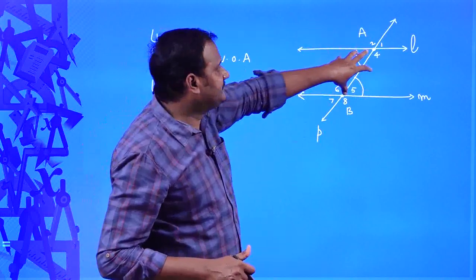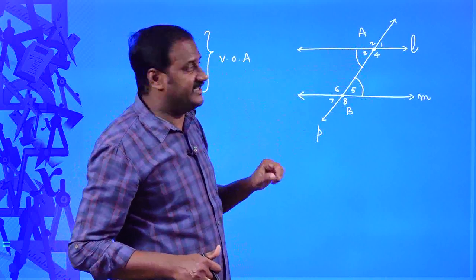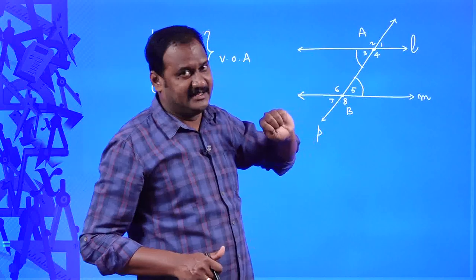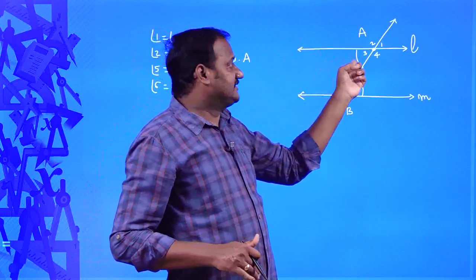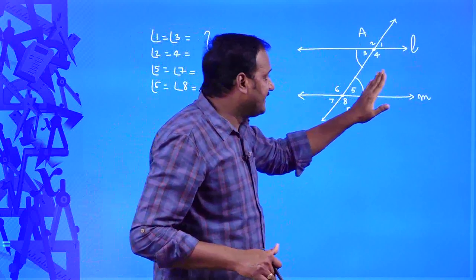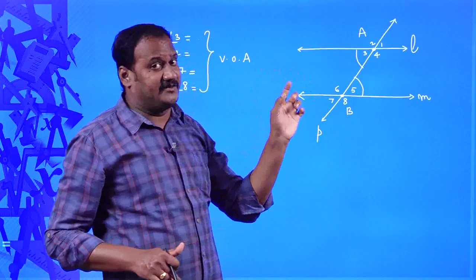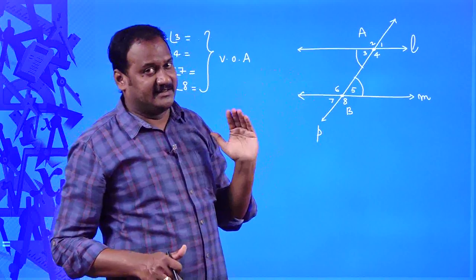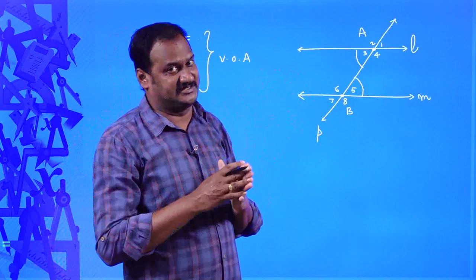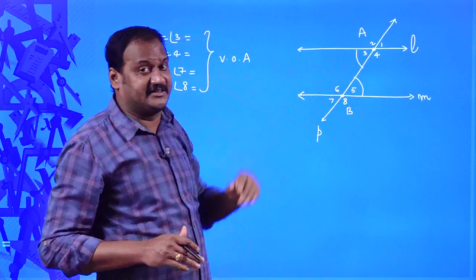That is why these 4 angles are said to be interior angles. But in these interior angles, one angle is lying on one side of the transversal and the other angle is lying on the other side of the transversal. Means what? A pair of angles must be interior and lying either side of the transversal.